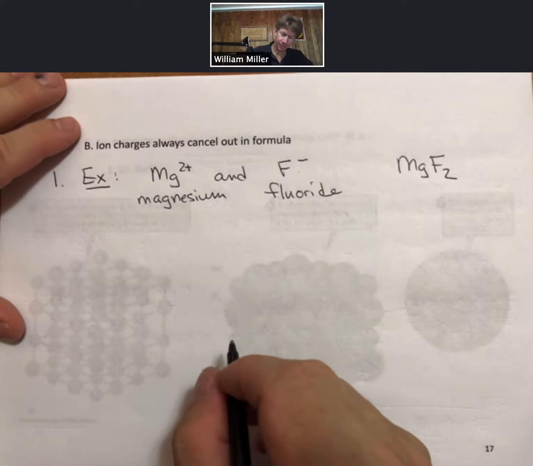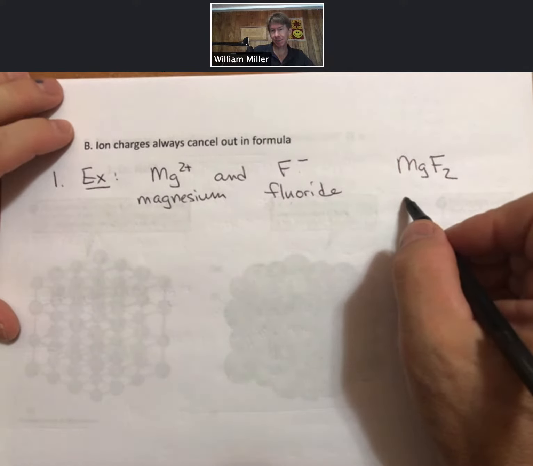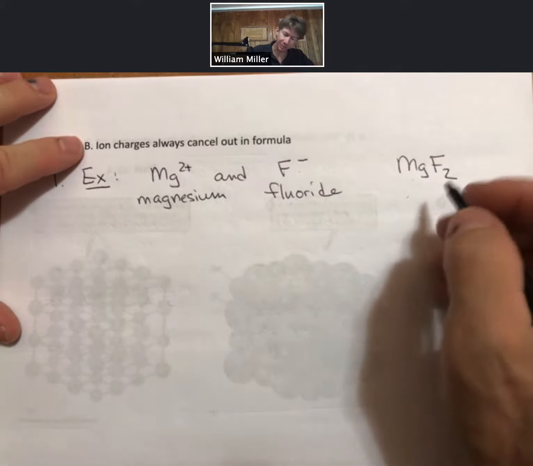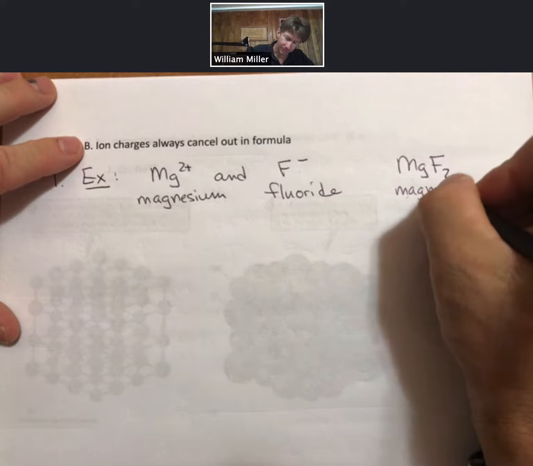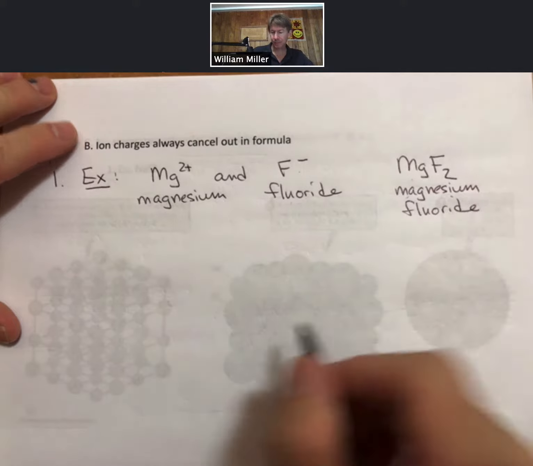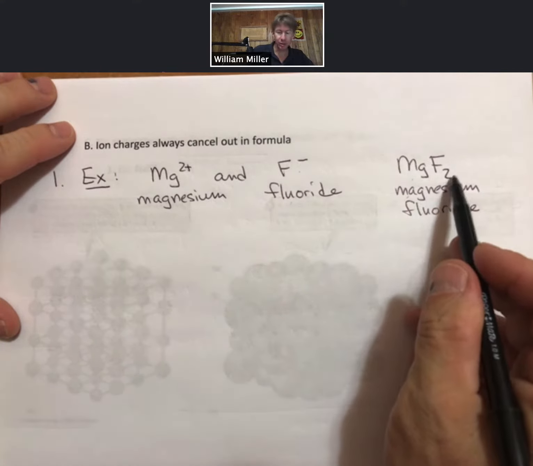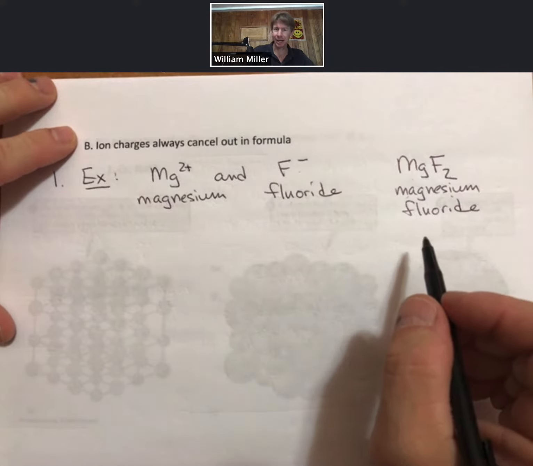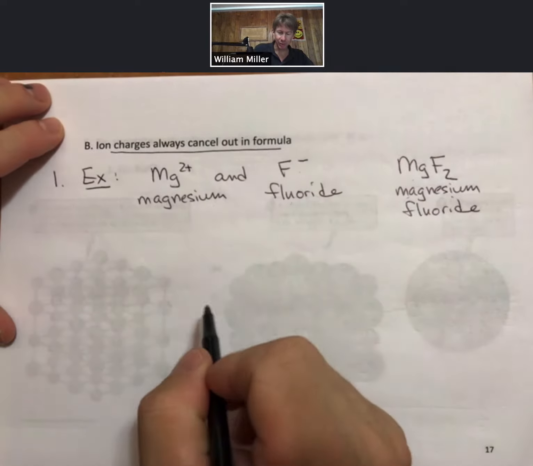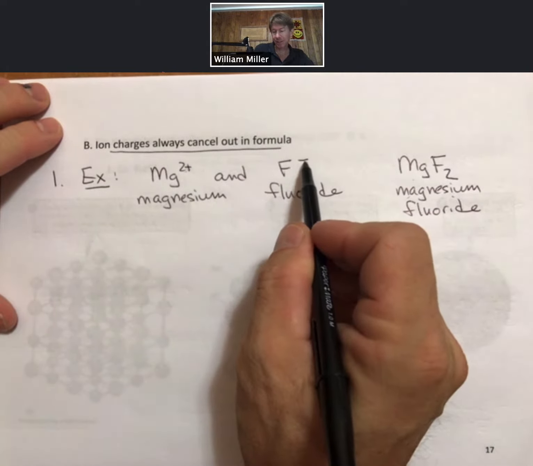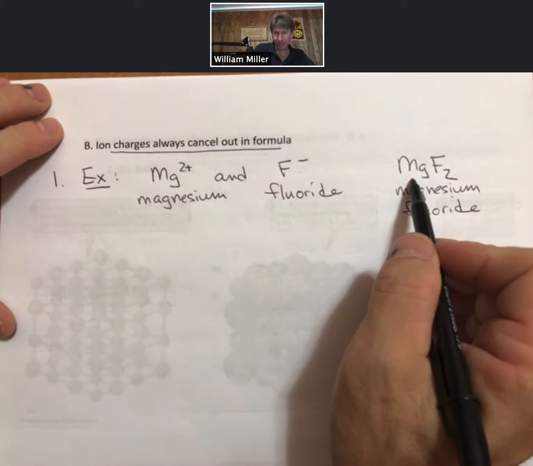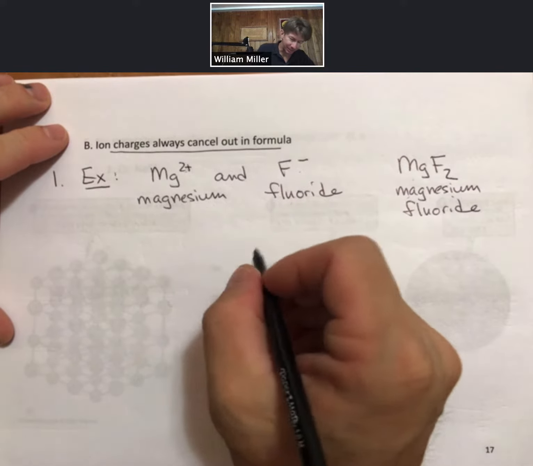MgF2. And for ionic compounds, the names are always just the names of the ions. So this compound is called magnesium fluoride. And the only way that we know that there's a 2 in an ionic compound is because the ion charges always cancel. So if you have a 2 plus and a 1 minus, it just means you need 2 of the minuses to balance the +2. Okay. Now a second example.